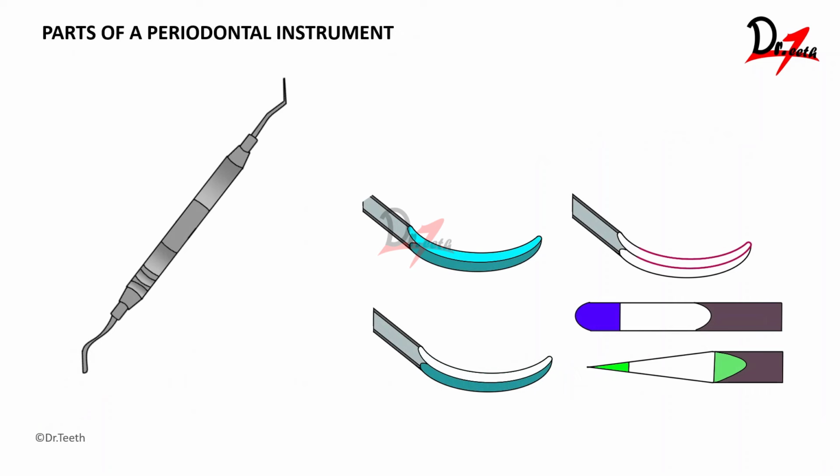So, for any procedure, let it be scaling, root planing, or root debridement for that matter, you require instruments. So, let's discuss in detail about the periodontal instruments, starting off with the parts of the dental instrument.